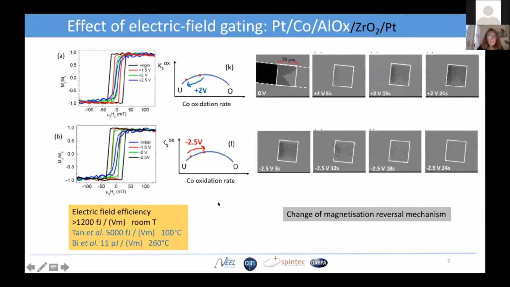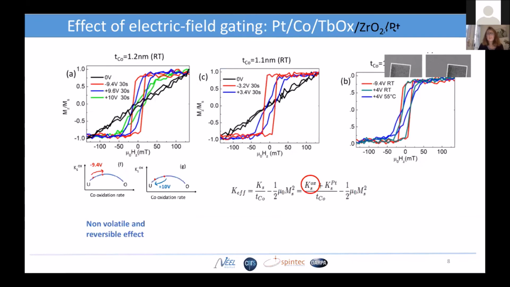So in this case of platinum, cobalt, aluminum oxide, we were able to evaluate quantitatively the electric field efficiency, which is given by this value, so more than 1000 femtojoule per volt per meter at room temperature, and these values are comparable to the best values found in the literature that were, however, done at higher temperatures. The next system we worked on is platinum cobalt terbium oxide.